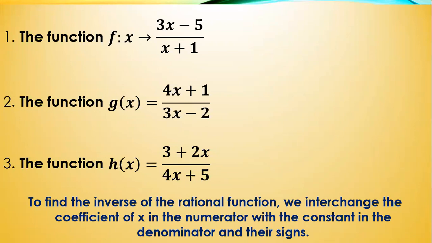We can look at another example. So to find the inverse of a rational function, we are going to interchange the coefficient of x in the numerator with the constant in the denominator and change their signs.